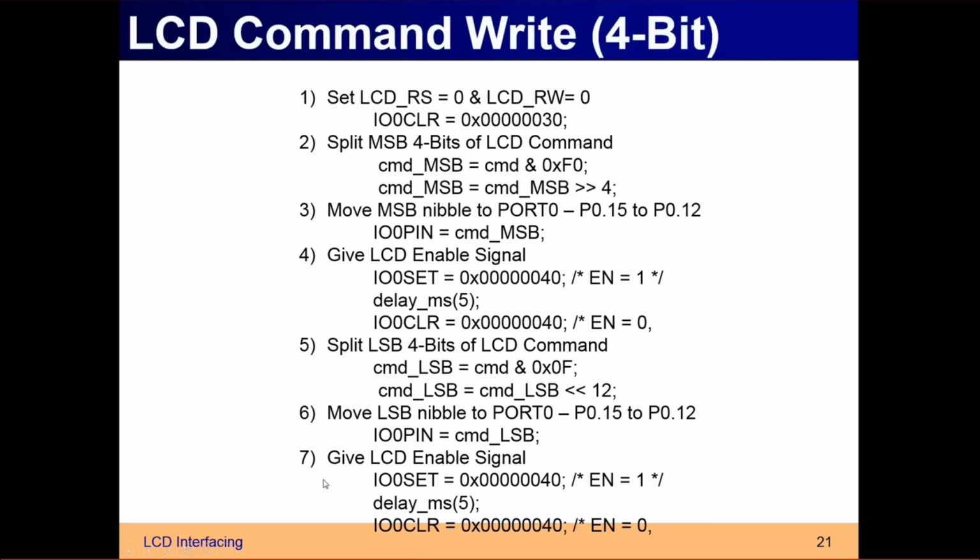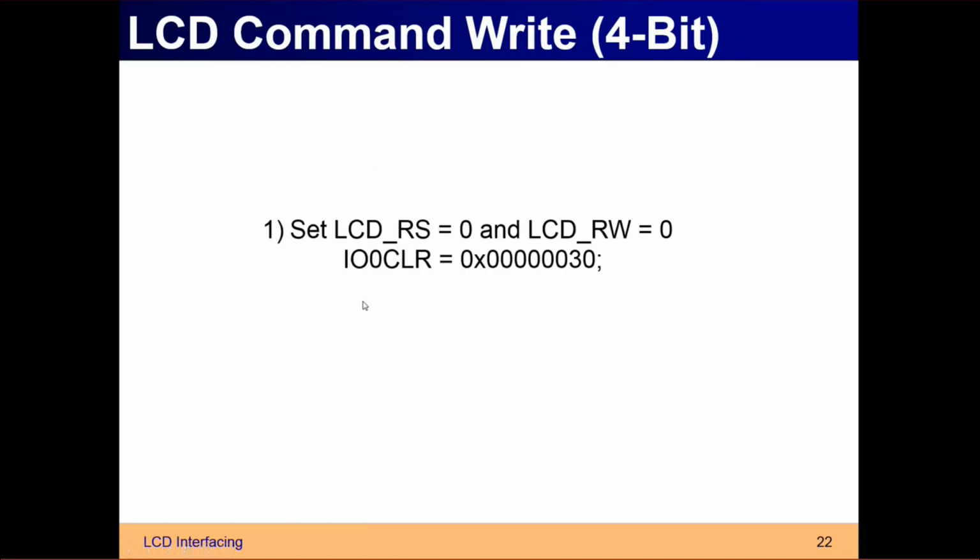So this is the function for writing the command, that is the LCD command function in 4-bit mode. These are the steps. The first step is LCD RS, you need to make it 0. LCD R bar W also you need to make it 0. So where were RS and R bar W connected? It is 4 and 5. So in IO 0 clear, if you are writing 30, bit numbers 4 and 5 will be cleared. Only those two bits will be cleared. So you have written 0x30.